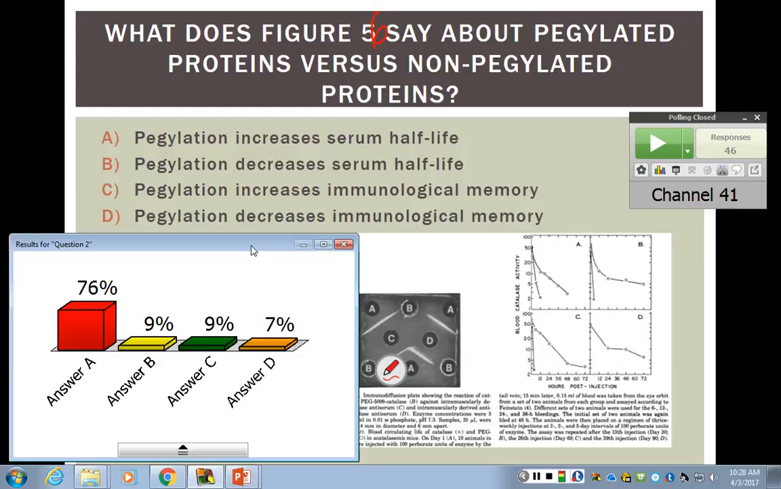So first of all, let's be exact in what we're talking about. If it did what? If the pegylated version did increase immunological memory. Okay. If the pegylated version did increase immunological memory, how would you expect the data to look differently? Wouldn't it look like what our catalase looks like? Very good. It would have a similar trend as our non-pegylated version, right?